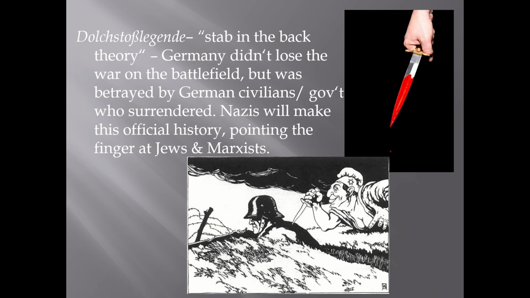It translates to the stab in the back theory, and this theory is going to be the idea that Germany didn't lose the war on the battlefield, they were winning, but was betrayed by German civilians and the German government. And the idea is that the people, the German civilians and government who betrayed Germany were people who were Jewish or Marxists, so communists. The Nazis are going to make that official history, that this is why Germany lost World War I. So once the Nazis take power, which will be several years from now, that will be the official version of this history.